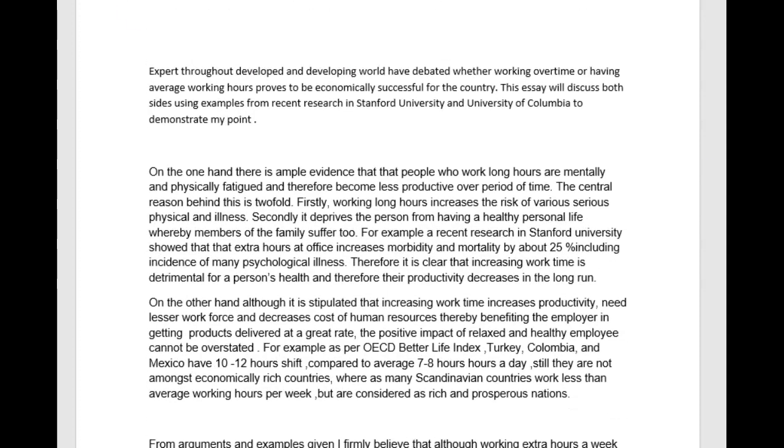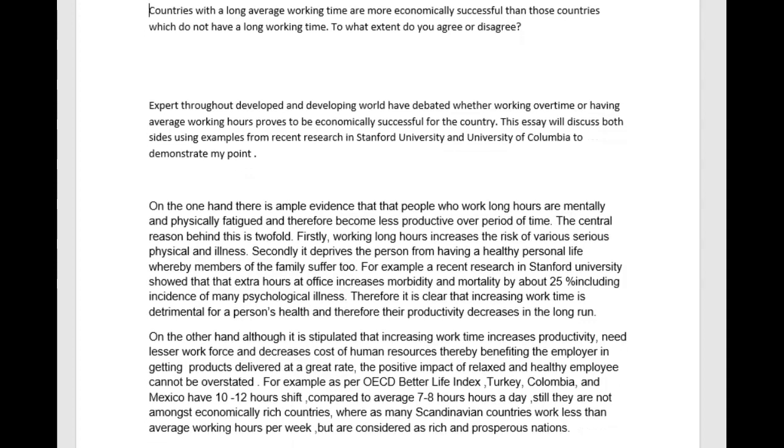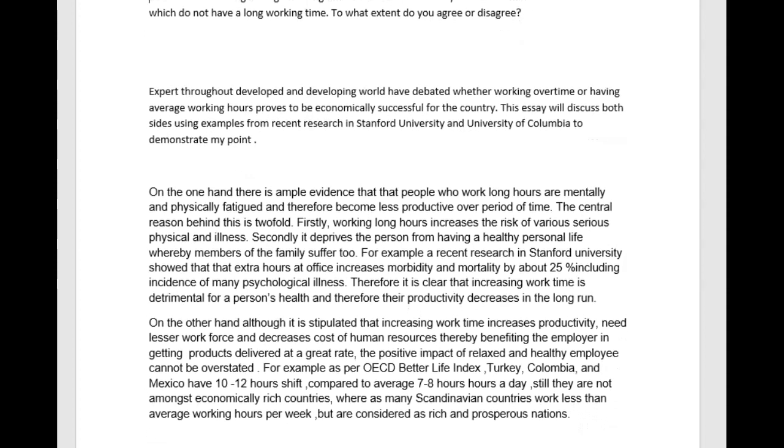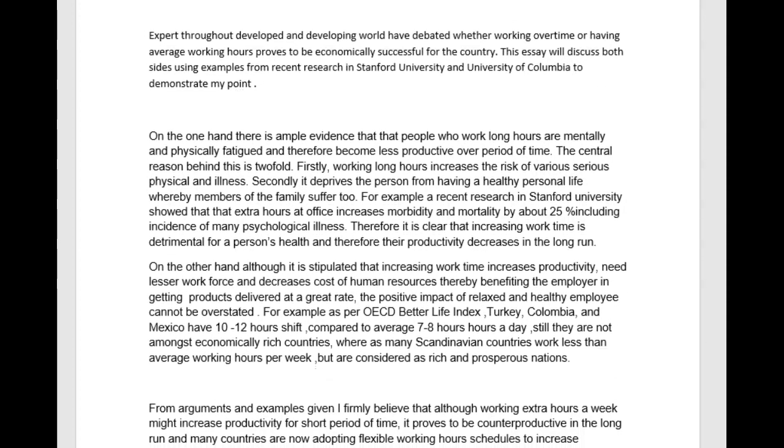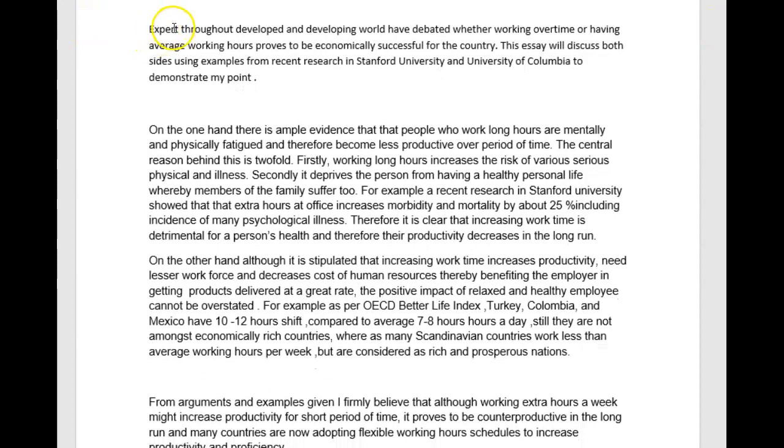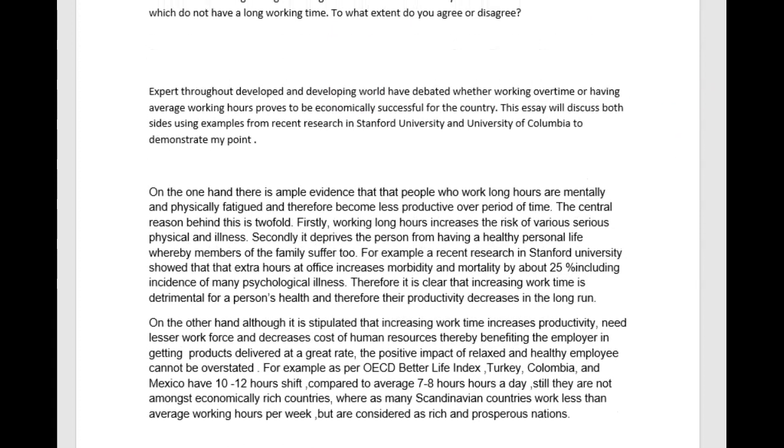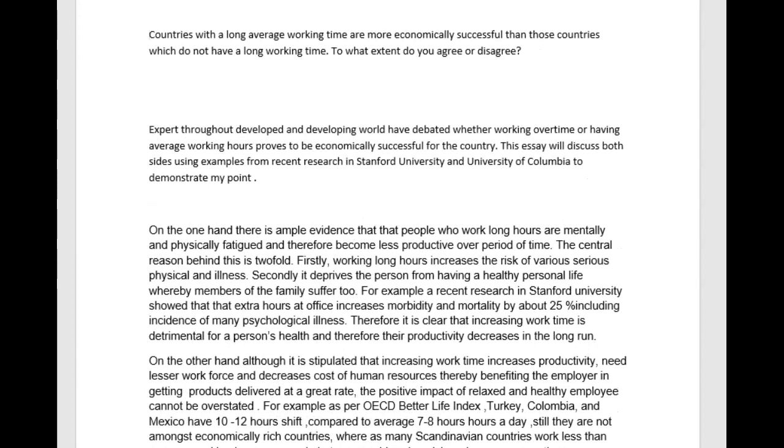This is about more economic success when you work longer hours. Let's see what you said. Experts throughout the developed and developing world have debated whether working overtime or having average working hours proves to be economically successful for the country. This essay will discuss both sides using examples from recent research in Stanford University and University of Columbia to demonstrate my point. All right, well, yeah, fine, but there's a problem here.